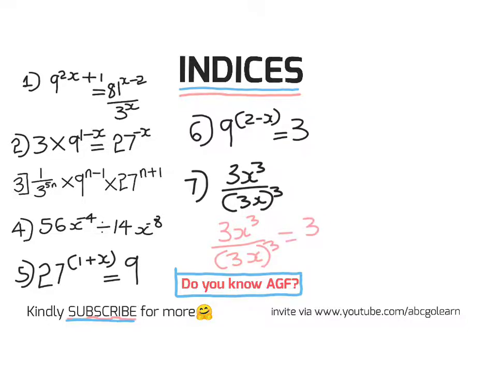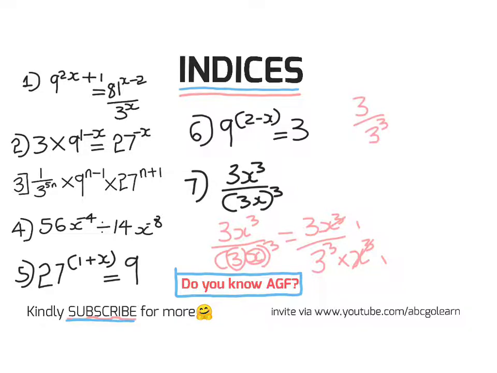That would give me 3x cube over 3 raised to power 3, because this 3 also has the raised to power 3, and this x also has raised to power 3. So that will be times x raised to power 3. If you solve this, you can cancel this x raised to power 3 and x raised to power 3 here. After you've cancelled it, we are left with 3 over 3 raised to power 3.